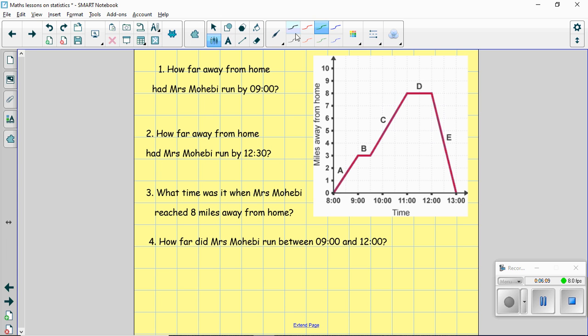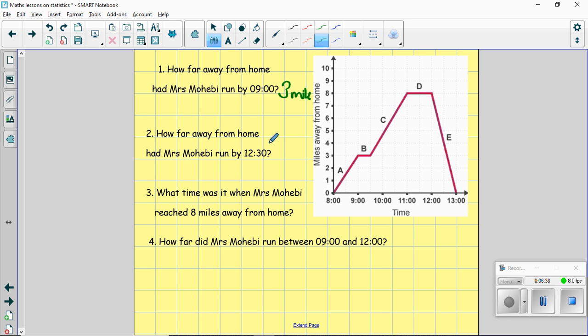So let's have a look and try and interpret some of the data. Number one, how far away from home had Mrs. Mehebi run by 9 o'clock? So by 9 o'clock, we'll follow up the graph to the point there, and then we go across, 3. She'd run 3 miles. I'm just going to write 3. No, I'm not, because that might be mistaken as meters. So I'm going to write 3 mile.